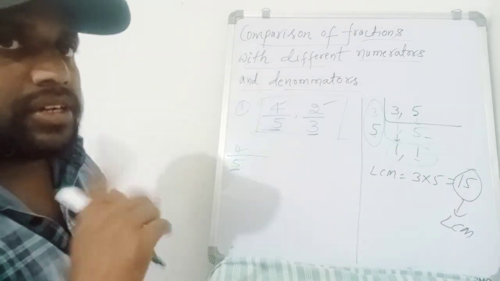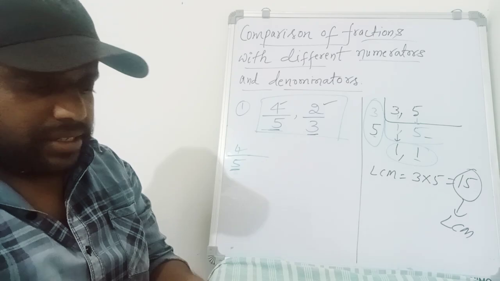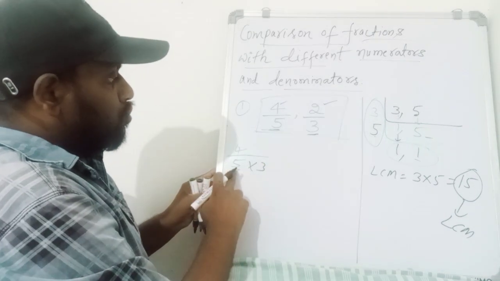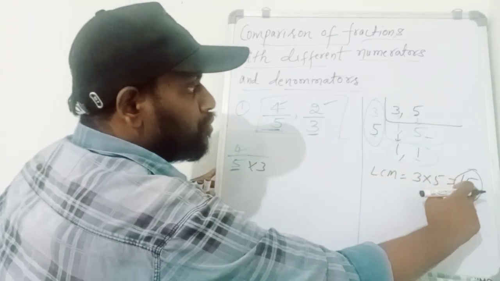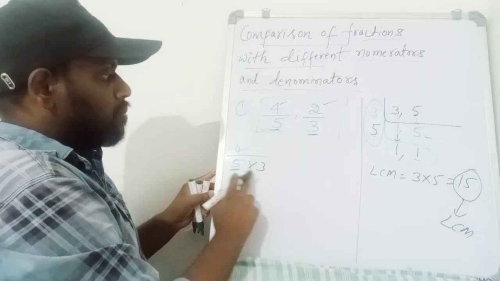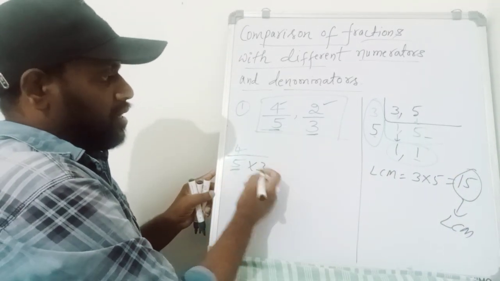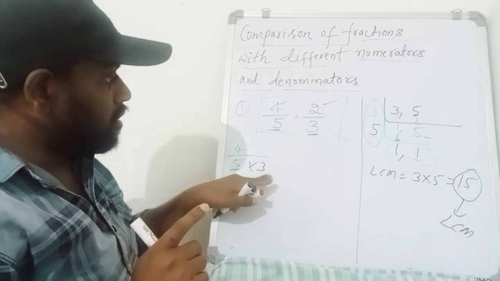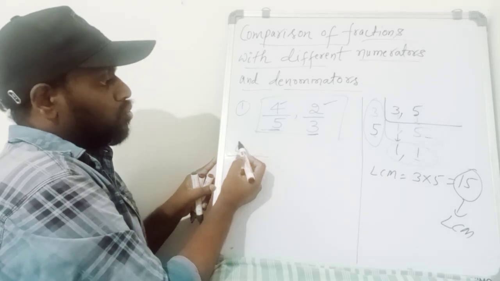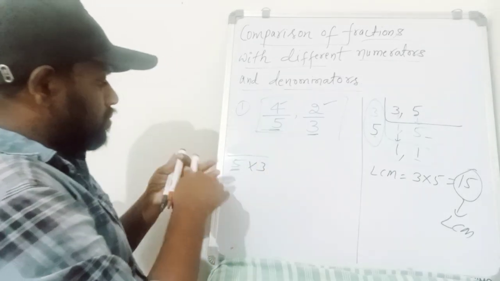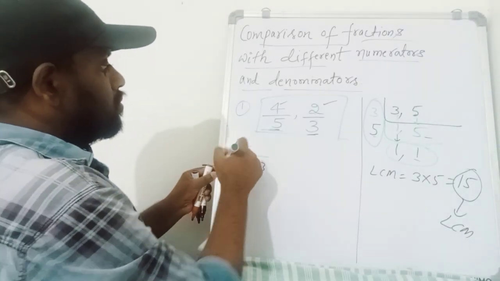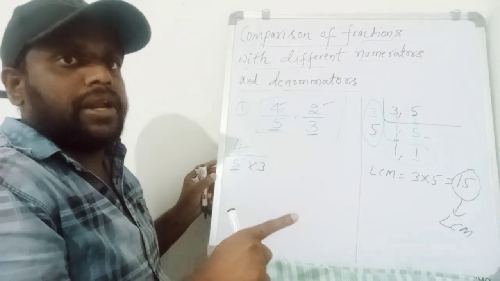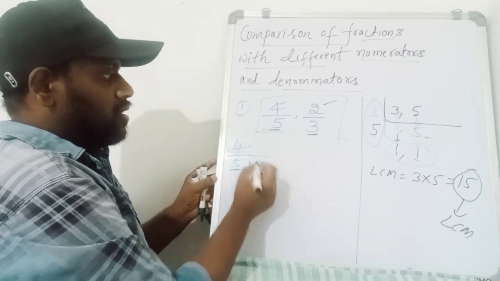Which is that number, right? 3, right? See, 3 into 5, 3 5s are 15. So we have to multiply this 5 by this 3. And when you multiply this denominator by 3, this numerator 4 should also be multiplied by the same 3.